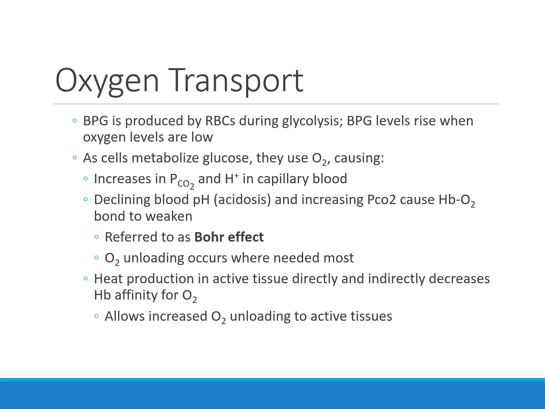So the oxygen unloading occurs where it's needed the most, and so that is always the idea. We just don't unload oxygen at the tissues randomly. It's where we actually need the oxygen unloaded. Heat production in active tissues directly and indirectly decreases the hemoglobin's affinity for oxygen, which allows the oxygen to unload easily into active tissues, which is exactly what you need.